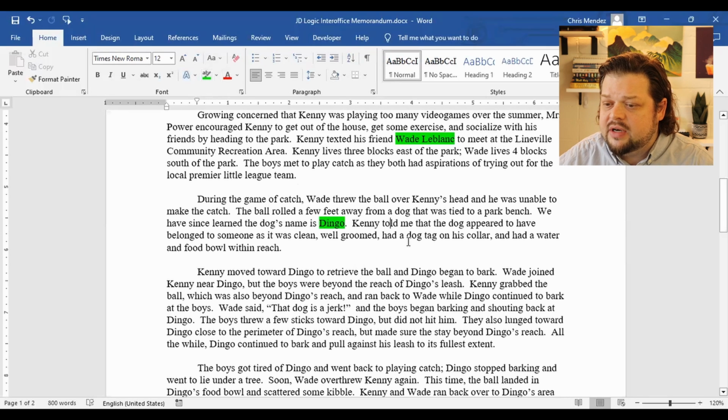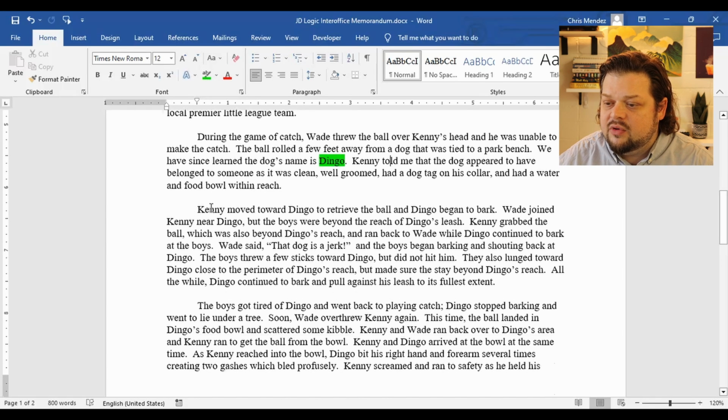Kenny told me that the dog appeared to have belonged to someone as it was clean, well groomed, had a dog tag on its collar, and had a food and water bowl within reach. Kenny moved towards Dingo to retrieve the ball, and Dingo began to bark.